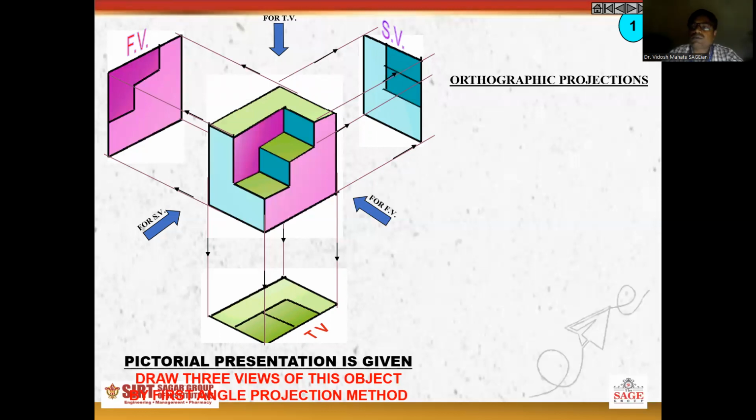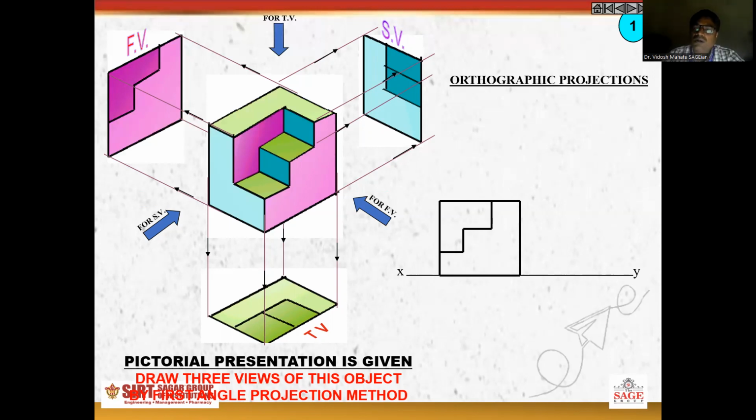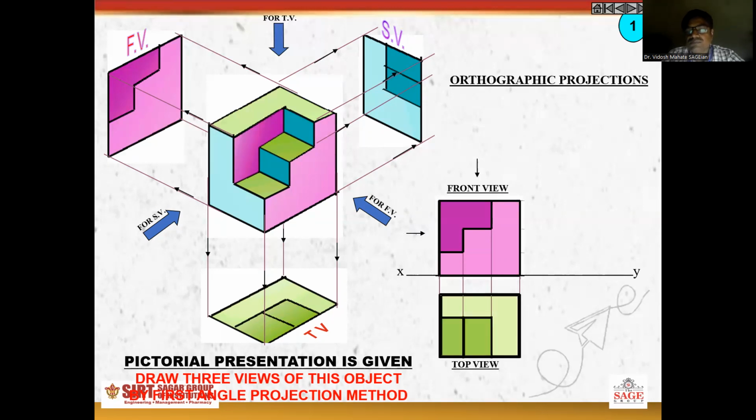So these are the orthographic projections. In orthographic projection, we draw one horizontal line known as the reference line XY. Above the XY is the front view of the object, and below the reference line is the top view. On the right side is the left hand side view, which is the side view of the object. This is orthographic projection.